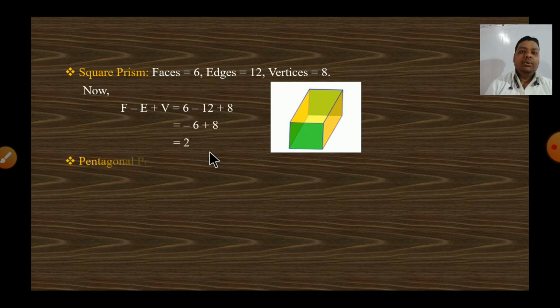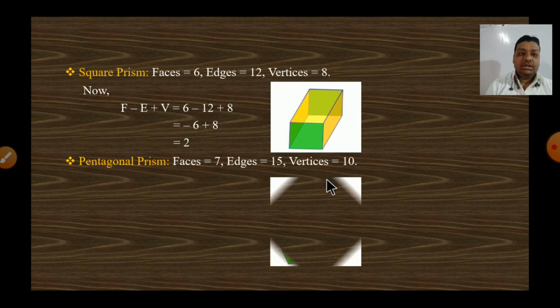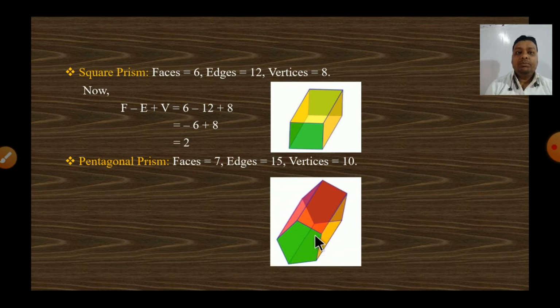Now, pentagonal prism. In a pentagonal prism, faces will be 7, edges 15 and vertices 10. You can see the figure here. It is a pentagonal prism whose bases are pentagons, and then 5 rectangular faces. So here faces are 7, because 5 rectangular faces and 2 pentagonal faces, and edges are 15. 1, 2, 3, 4, 5, 6, 7, 8, 9, 10 and 11, 12, 13, 14, 15. 15 edges and vertices 10, 5 here, 5 there.